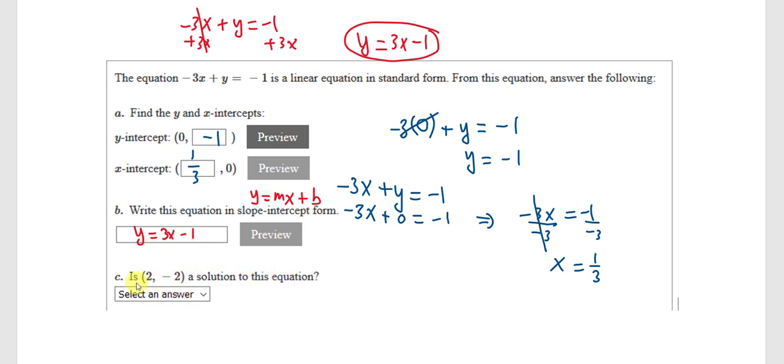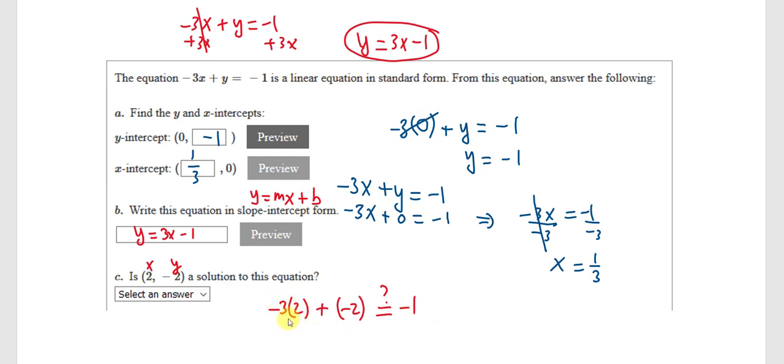Now the last one is to check if this is a solution to the equation. If this is a solution, it means when you plug this point into the equation, it makes the left and the right side equal. This is the value for x, this is the value for y, this is the ordered pair. So you get back the equation: minus 3, anywhere you see x, you plug in 2, plus y, anywhere you see y, plug in minus 2. Are they equal to the right side?